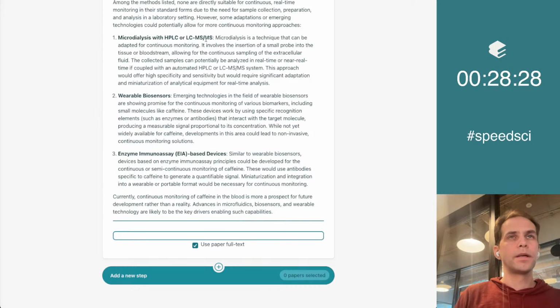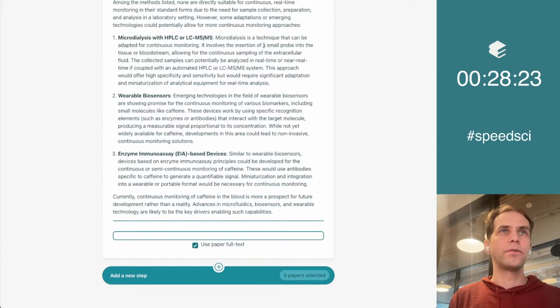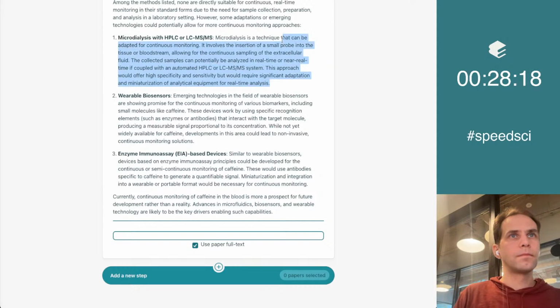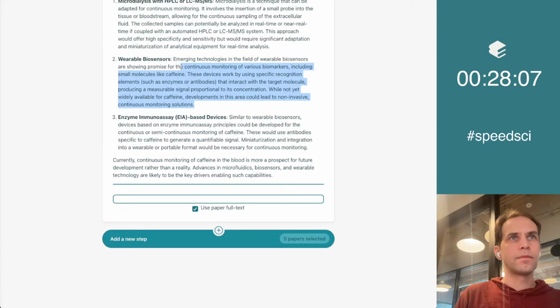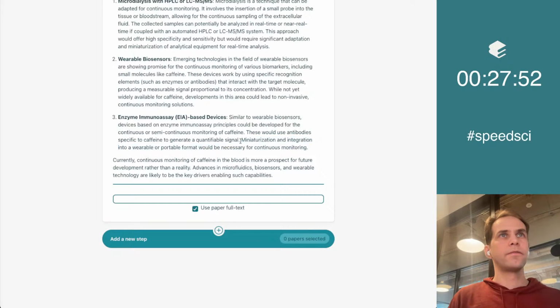Okay, microdialysis, small probe into the tissue bloodstream. This is the method used on the horse. It's unclear how large these systems are that are being described here. Okay, this seems more speculative. Again, it seems more speculative.